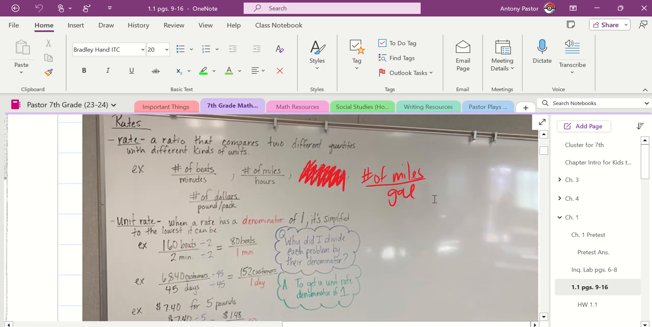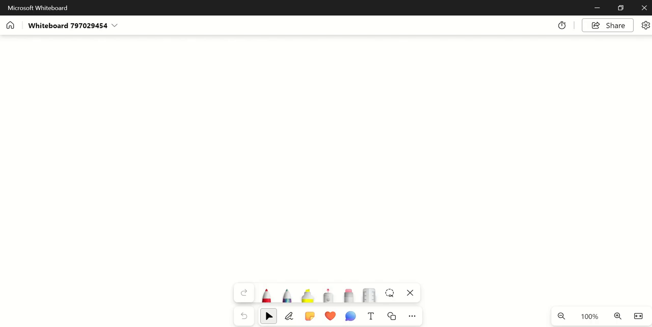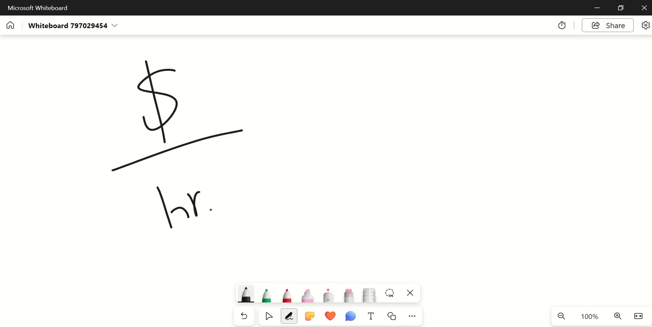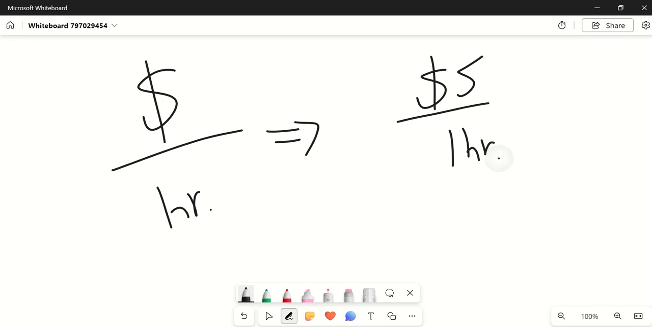A rate is a ratio that compares two different quantities with different kinds of units. An example of this would be something like how much you get paid per hour. We've talked about this in class. Say I get paid $5 for every hour that I work. Depending on the hours will depend on how much I get paid. This is known as a rate.